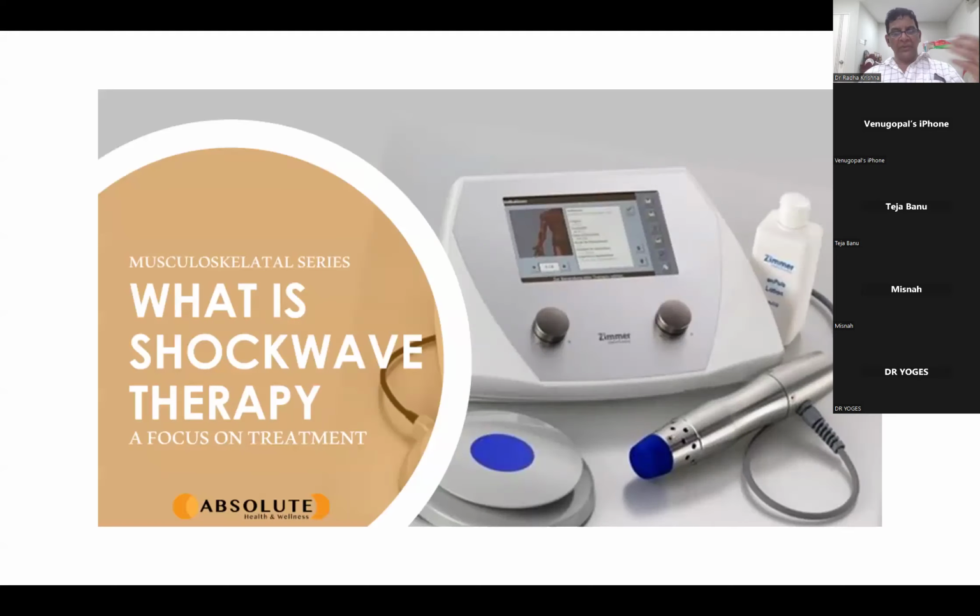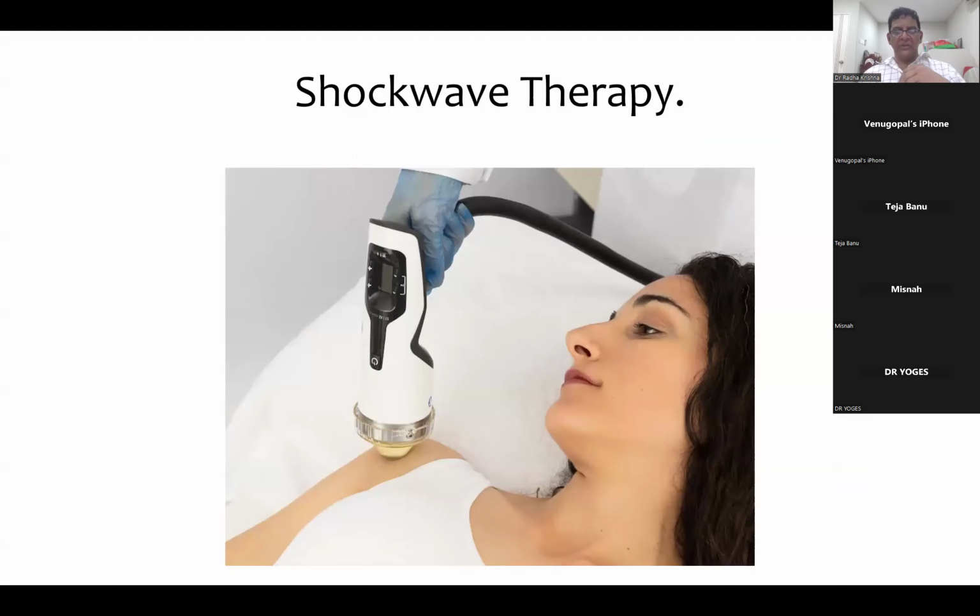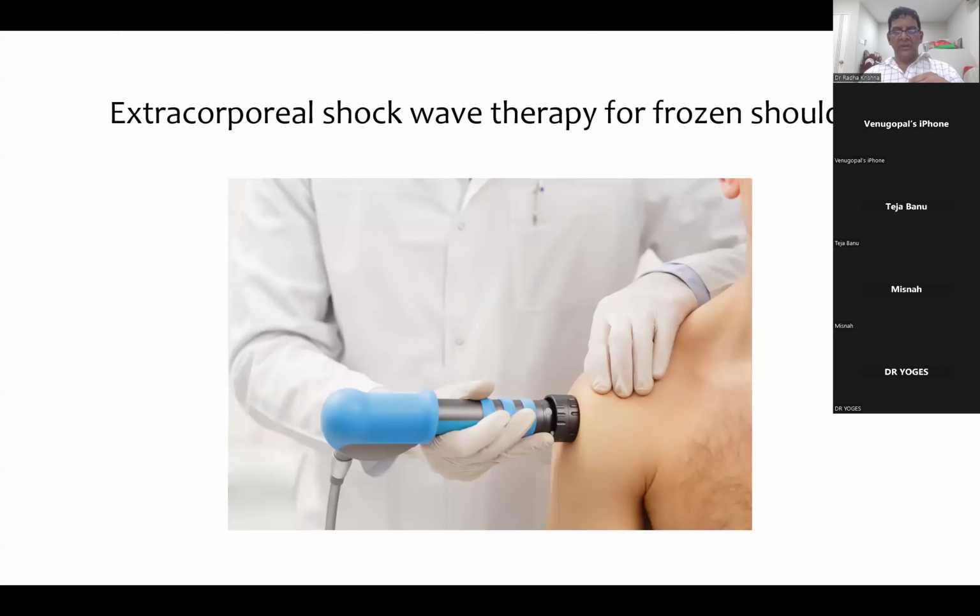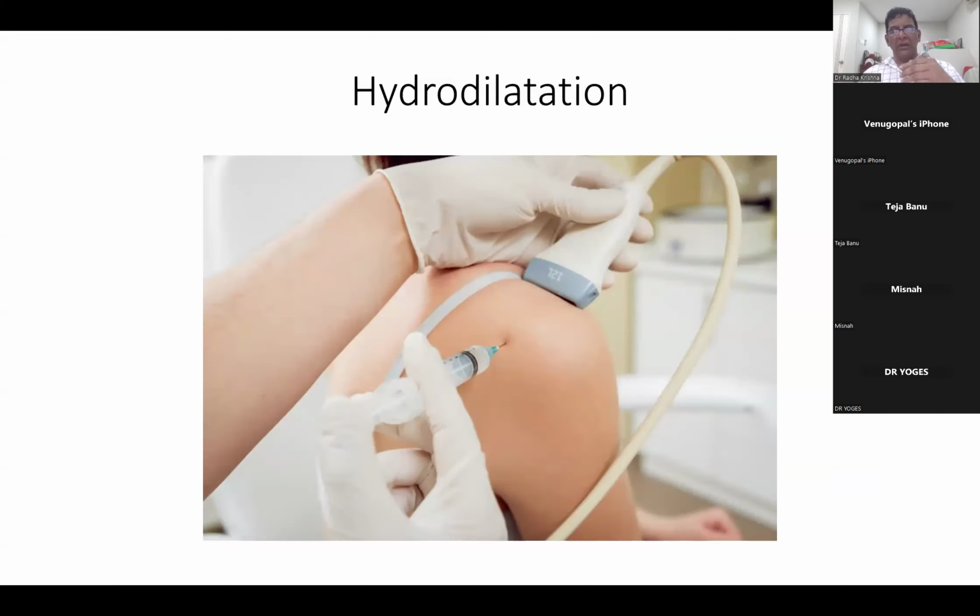The other methodology would be shockwave therapy. This is simple equipment, and many clinics have it, so they do several sessions. The other method is hydrotherapy, where we use distilled water with lignocaine mixed in it, and we go through the area using the ultrasound guide, between the head of the humerus and the muscles. So you create a gap. This is what you call hydrotherapy. You can read up about it.